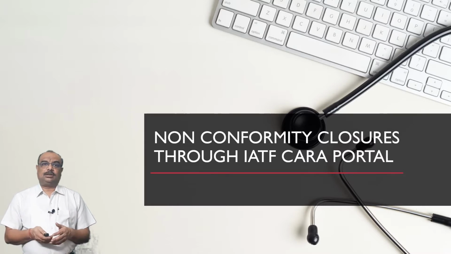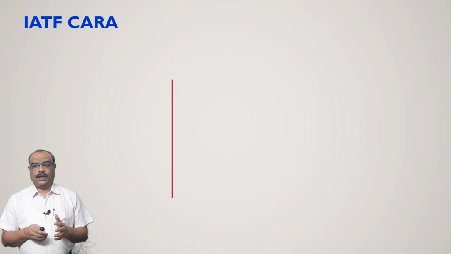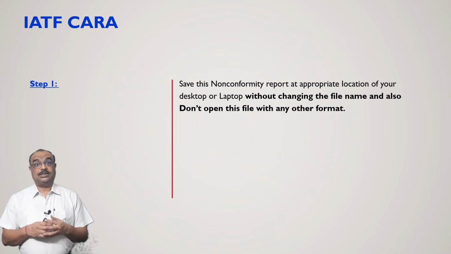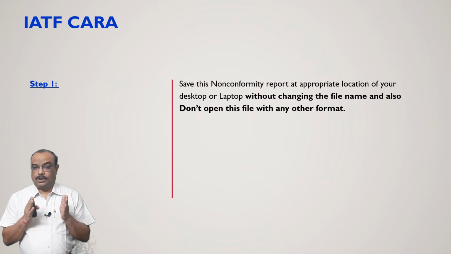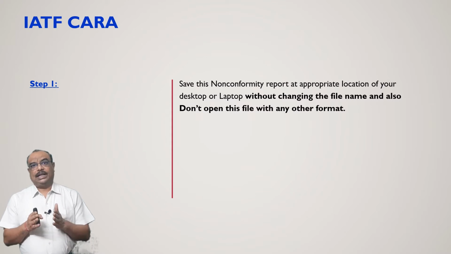So the first step, step number 1, is that first you have to receive the report in JSON file from your respective auditors and then save the non-conformity file with the same name. You have to save the non-conformity report on your desktop or your laptop at an appropriate location.